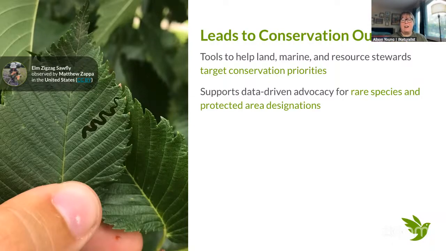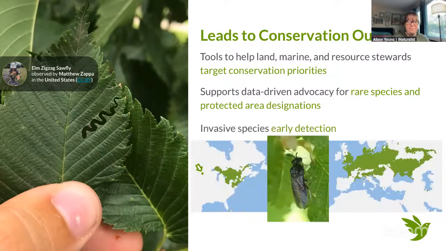And so those data are often really used to advocate for protections for those species or the places that they occur in as well. And then also iNaturalist is used by governments and conservation organizations almost like an early warning system for invasive species. So again, when you have so many people out looking for and documenting species, new records of invasive species often show up first on iNaturalist.